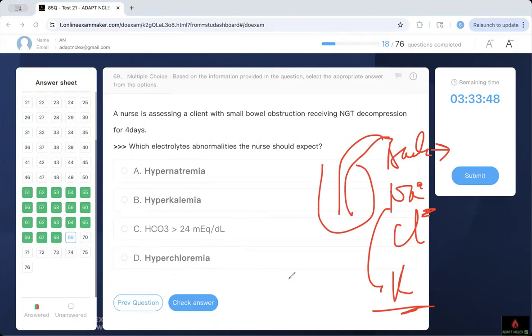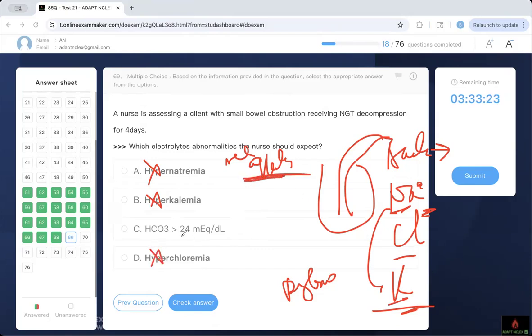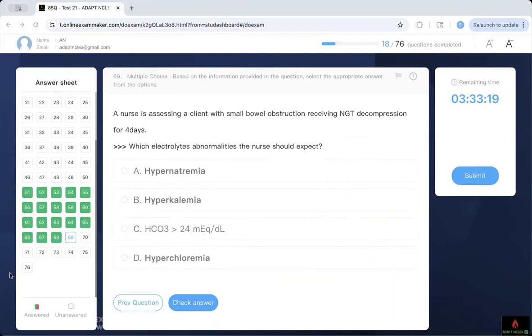This is the same thing as with pyloric stenosis vomiting. If we suck out all the acid, you become alkalotic. What kind of alkalosis? Metabolic. Your sodium goes down, hyponatremia, not hyper. Your potassium goes down, hypokalemia. Your chloride goes down, you have hypochloremia. You have metabolic alkalosis. Your bicarbonate is going to be greater than 24. This is fluid, electrolyte, and acid-base status.